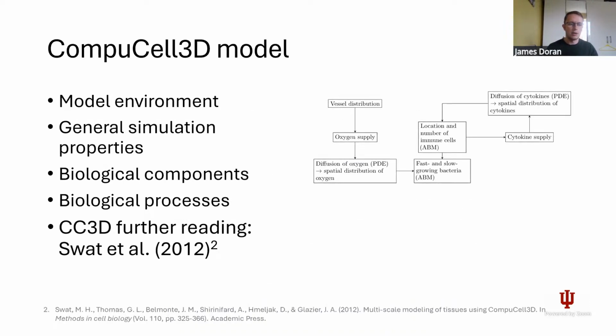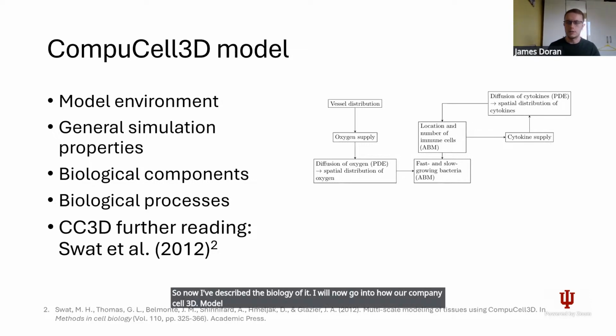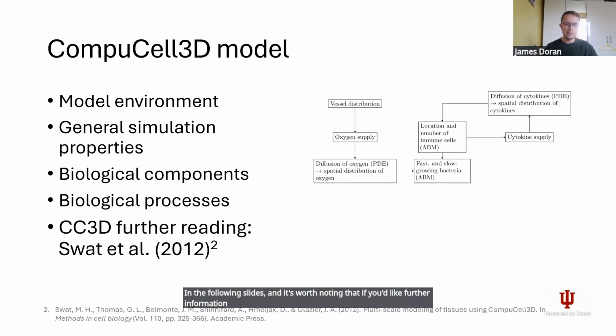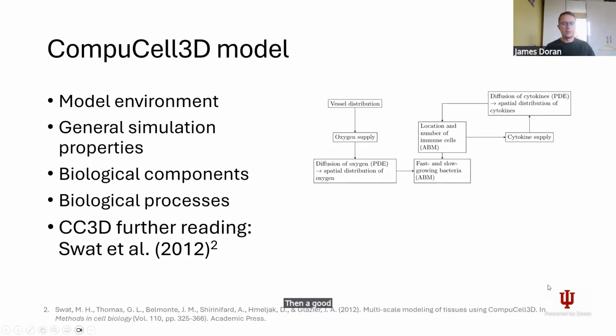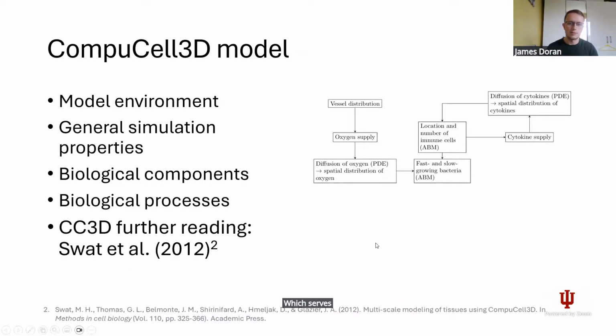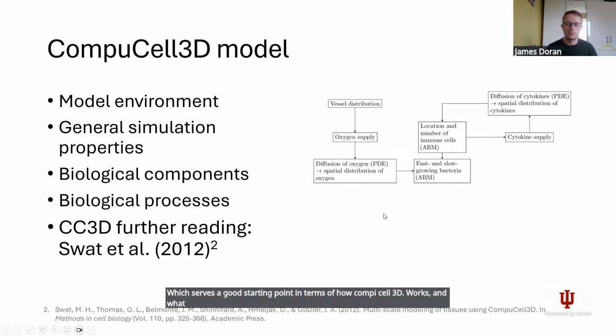So now I've described the biology of it, I will go into how our CompuCell3D model looks to capture all of this. The schematic on the right gives a brief idea of how the different parts interact with each other within our model, but I'll describe each of these in a bit more detail in the following slides. And it's worth noting that if you'd like further information on CompuCell3D, then a good starting point would be this reference I've included at the bottom of the slide, written by Swat et al. in 2012, which serves as a good starting point in terms of how CompuCell3D works and what it can be used for.